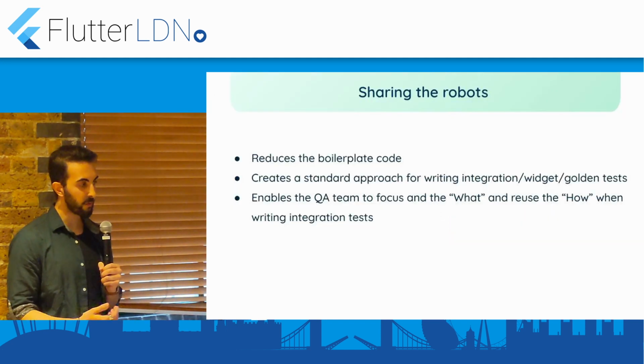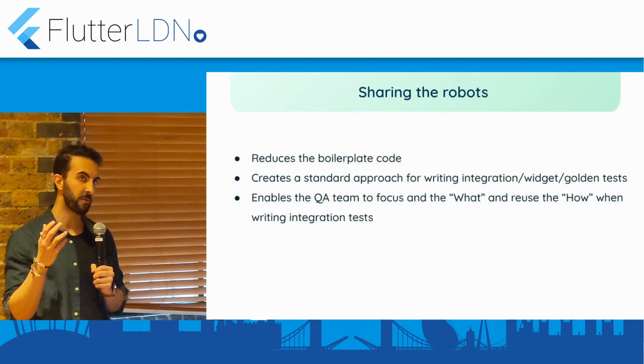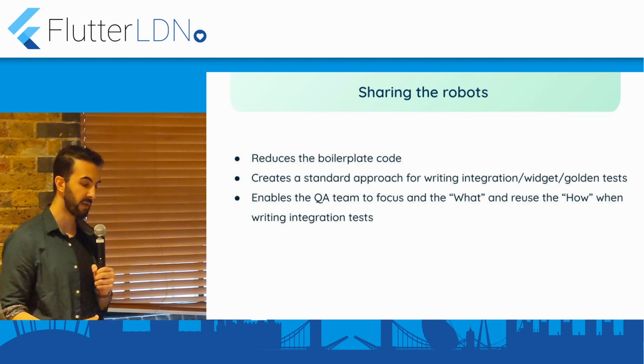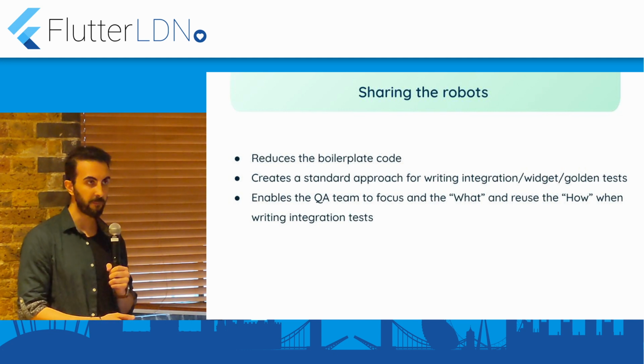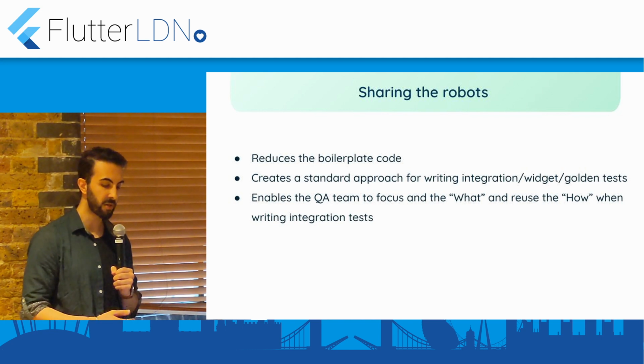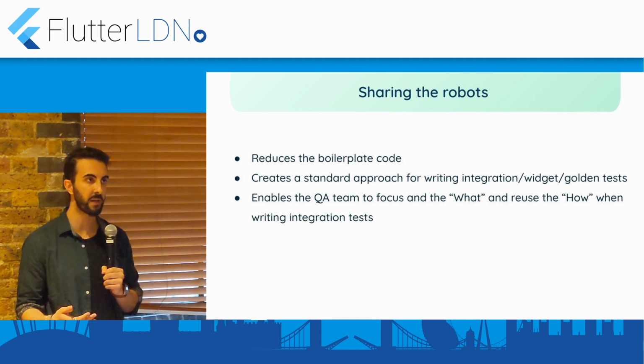So, as you can see, we are in a position where we can share the robots between integration tests and widget tests. That will help us to reduce the boilerplate code. It will create a standard approach for writing integration, widget, and also golden tests.